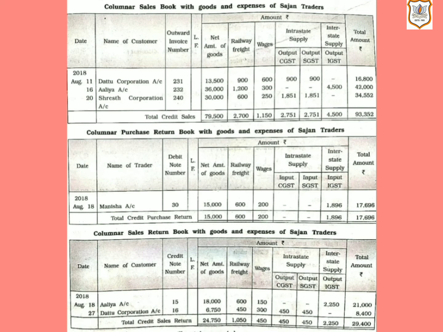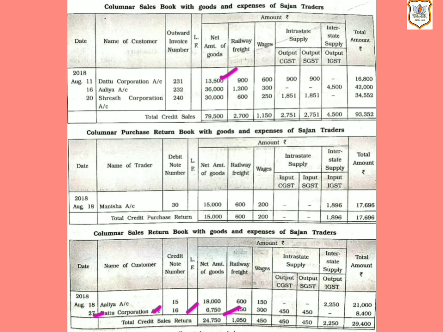So first we will write date 27, name of customer, Dattu Corporation, credit note number 16, net amount of goods 6,750, as only half amount of goods have been returned. So 6,750, that is half of 13,500, because goods worth rupees 13,500 were sold to Dattu Corporation, and now half amount of goods have been returned.